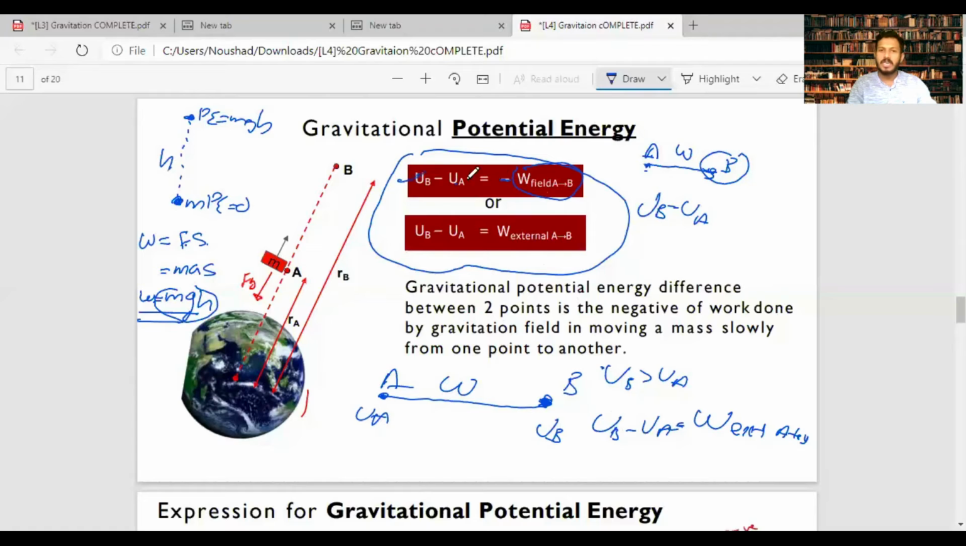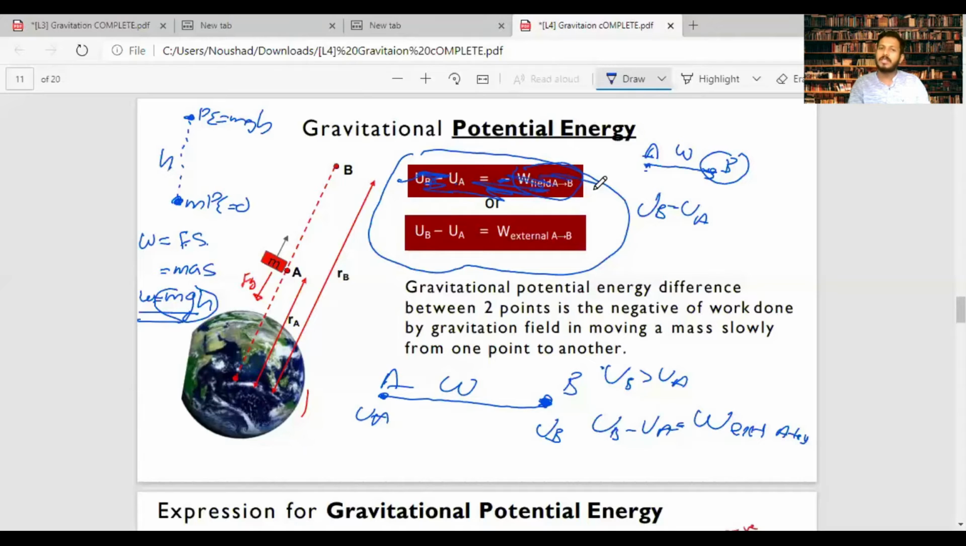Then what is the first equation? Why does a minus come? Here it is not work external, this is the work of the field. The field force is always opposite to the external force. That means from A to B, the field is working from B to A. So we have put a minus. Both equations are the same.